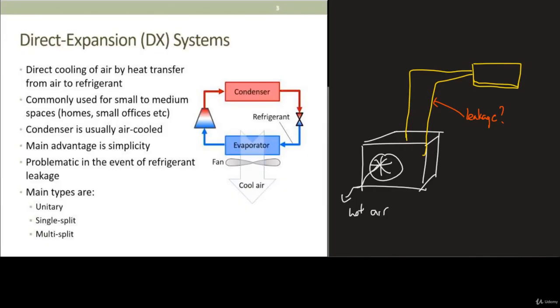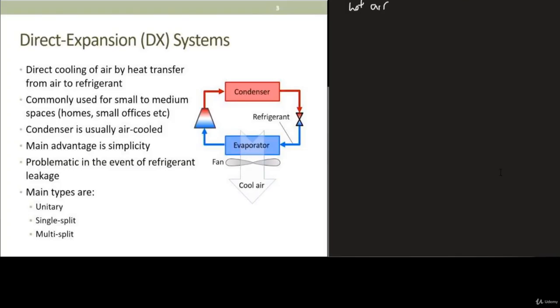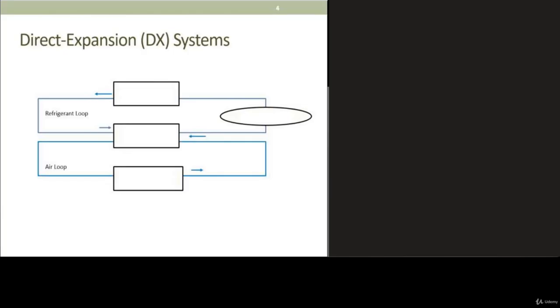So for DX system, there are three main types, and we classify them as unitary, single split, and multi-split. In a DX system, there are two loops that exist. First is the vapor compression loop. As you can see, there is your condenser, your evaporator, your compressor that you have learned in topic 1. That is what we call the refrigerant loop.